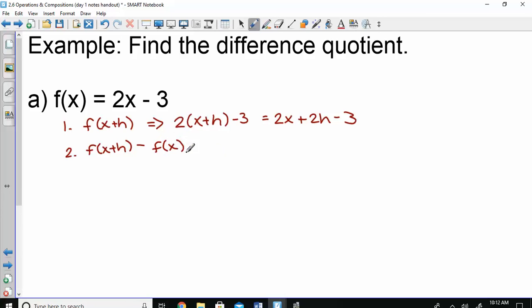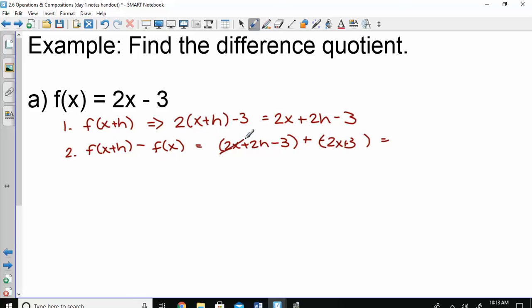Now, let's do the f of x plus h minus the f of x. So f of x plus h, that's what we just found. Minus, and you might want to make sure you're writing this down. How do you find the f of x? Yeah, I already told you f of x is 2x minus 3. Okay, if I want to subtract that, what do I need to do with my negative?